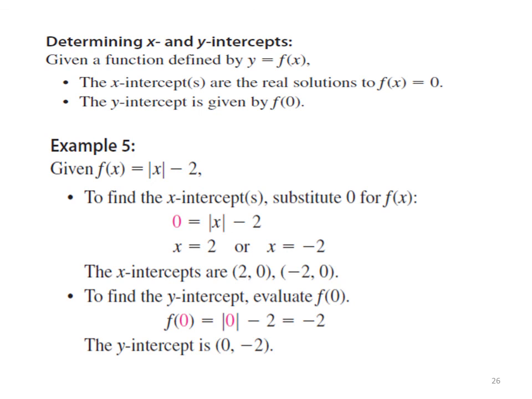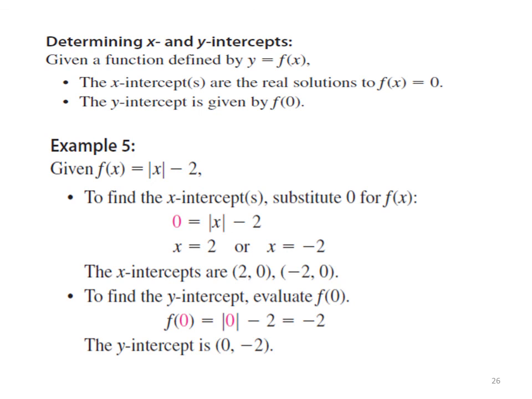First, we want to know the x-intercepts, so replace f of x by 0 in the equation that defines the function. F of x is replaced by 0. 0 is equal to the absolute value of x minus 2. Add 2 to both sides, you have the absolute value of x is equal to 2, so you have two solutions, x is equal to 2, or x is equal to minus 2.